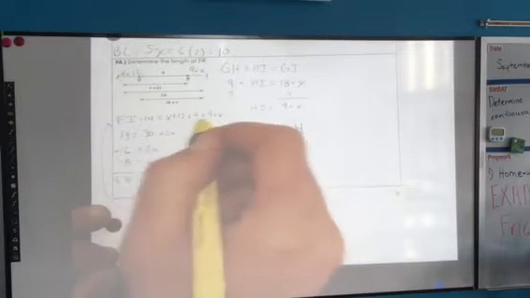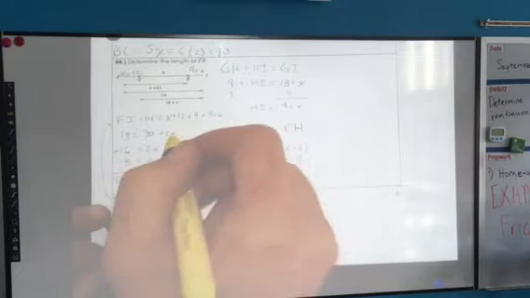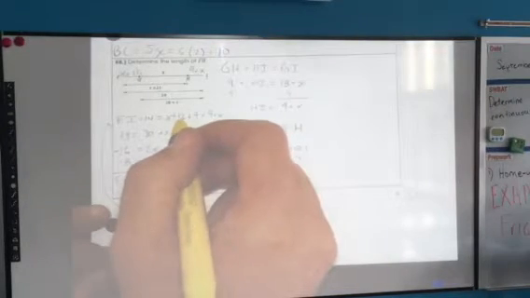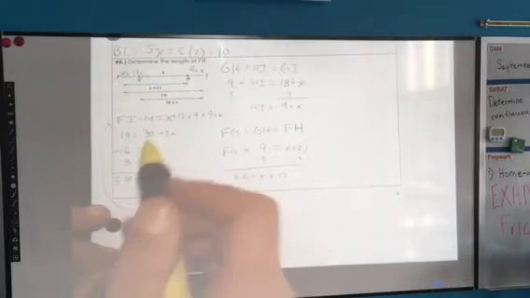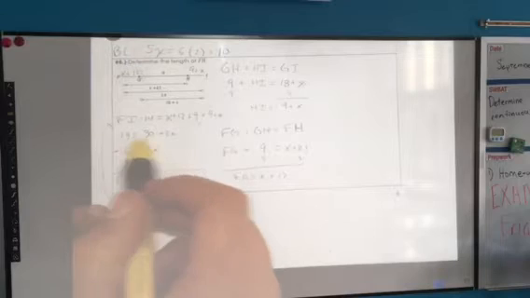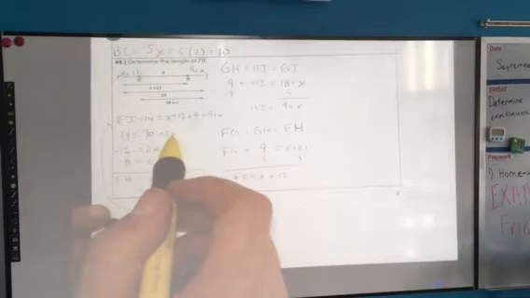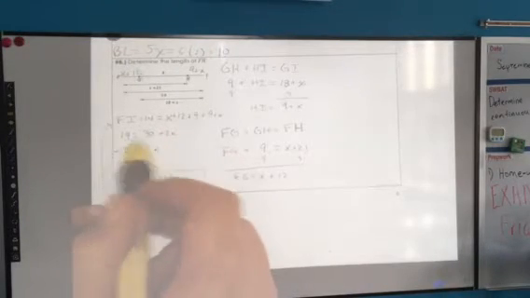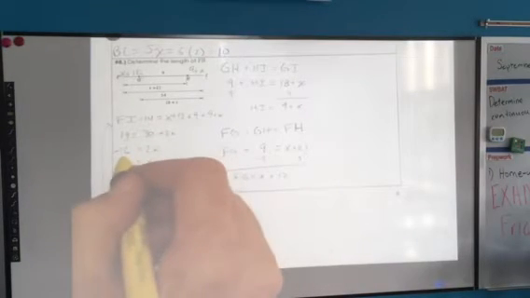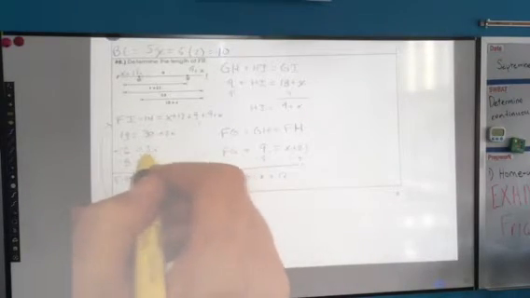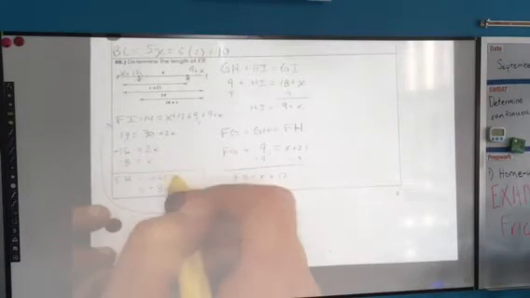Now combine like terms and get x plus x is 2x. And then 12 plus 9 plus 9 is 30. So this is an easy equation from here. 14 equals 30 plus 2x. Subtract 30 from both sides. Negative 16 equals 2x. Divide by 2, x equals negative 8.